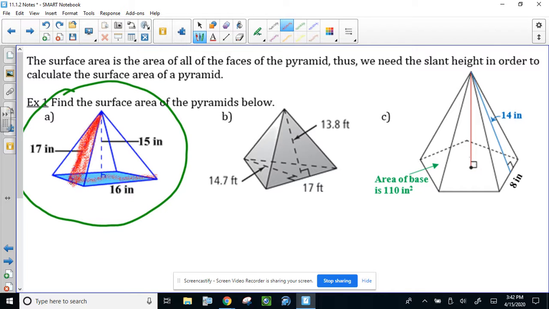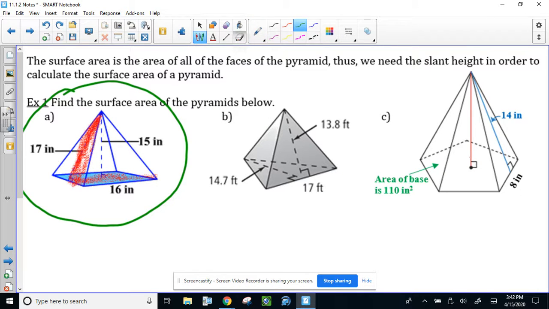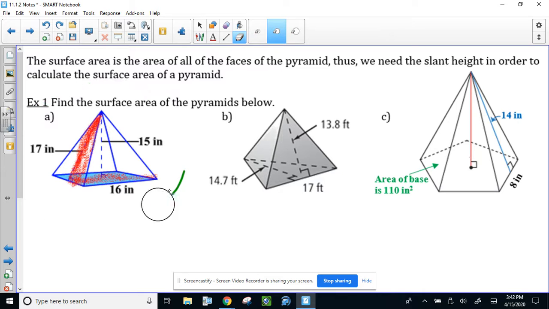Very good. So we're going to be using those two values to help us find the surface area of the pyramid. Okay, so here's how we're going to do it. I'm going to erase some of these lines just so that we have some room to write.